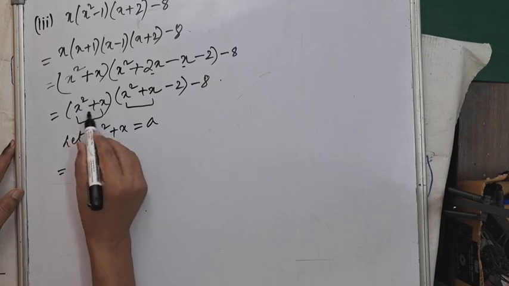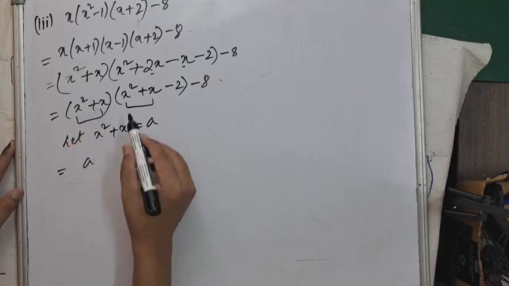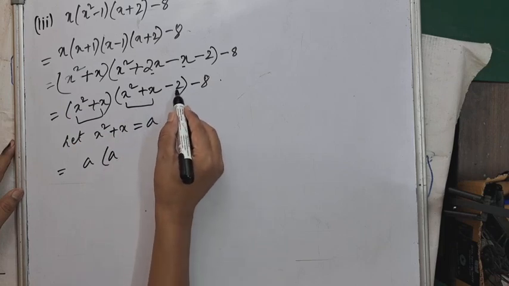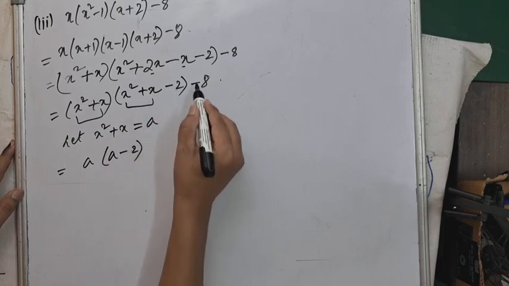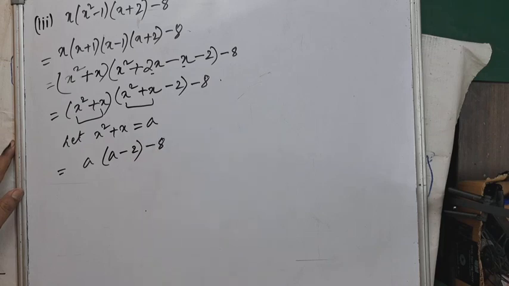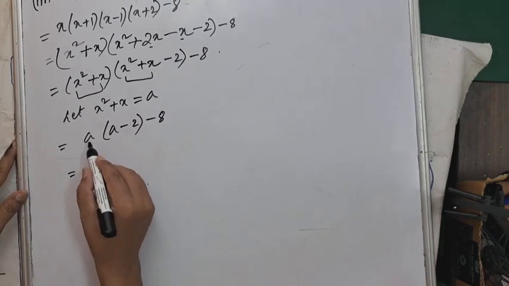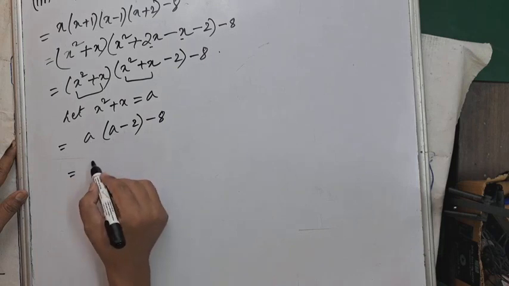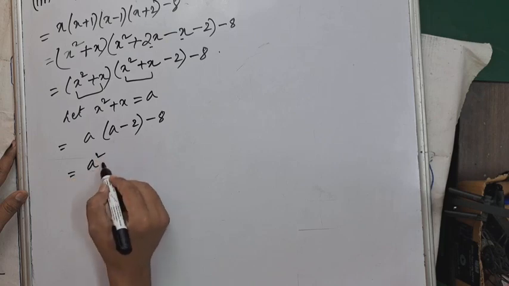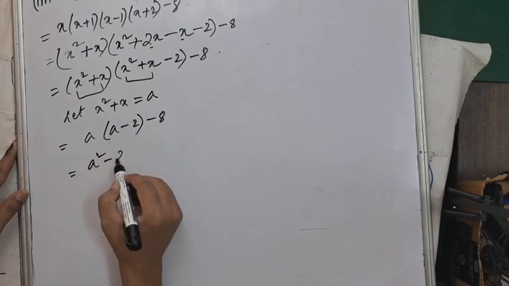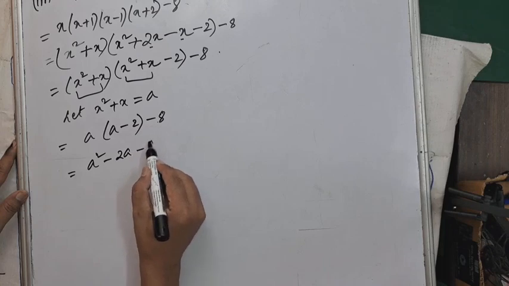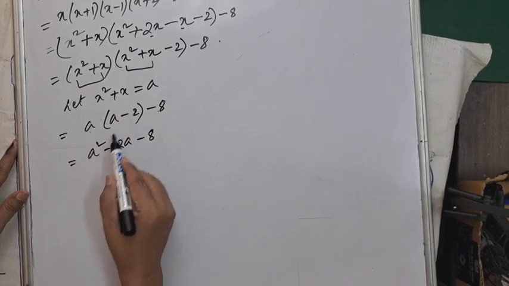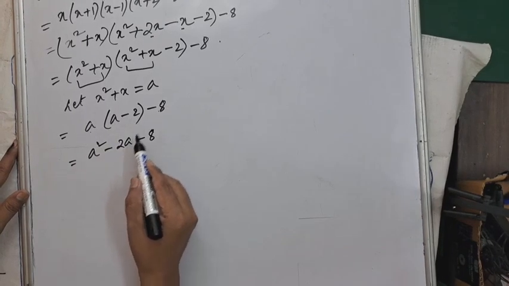Okay, instead of this x square plus x, now I write a. Again, instead of this x square plus x, I write a minus 2, and then minus 8. Further, let's multiply these numbers with this a. A into a is a square, plus into minus is minus, a into 2 is 2a, and this minus 8.